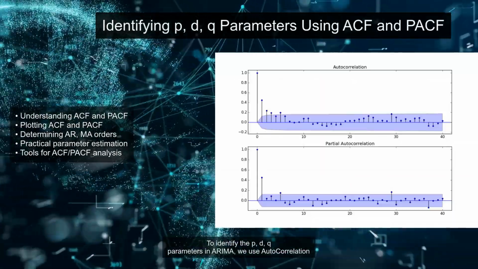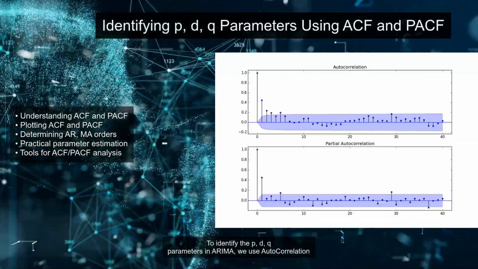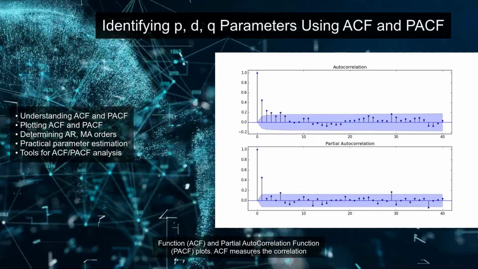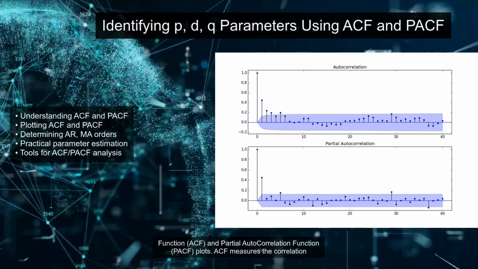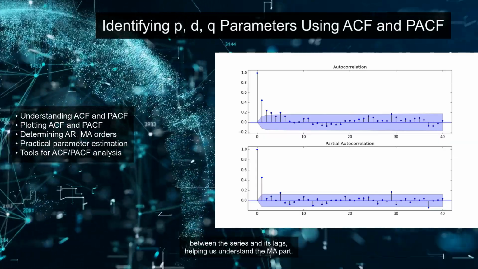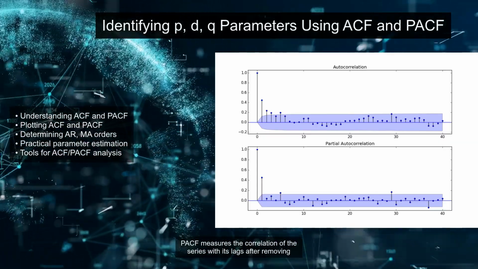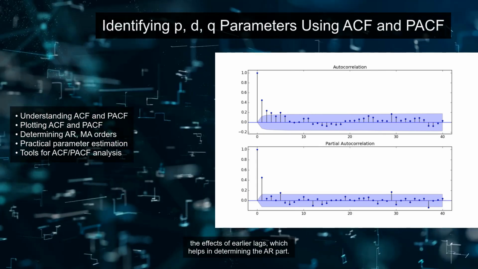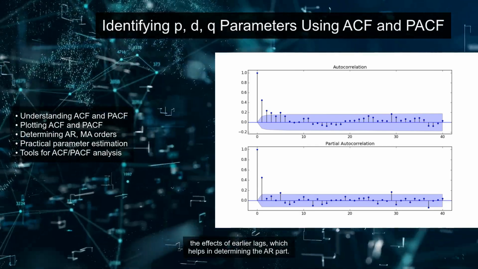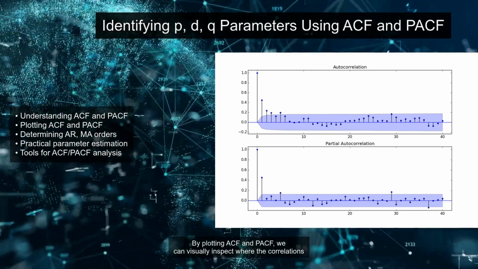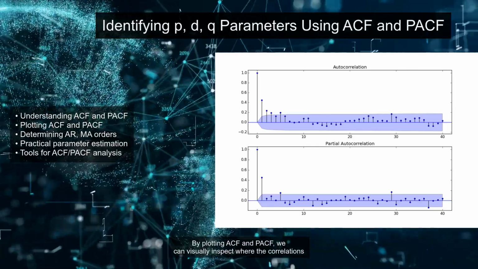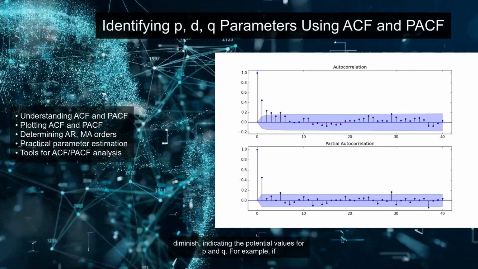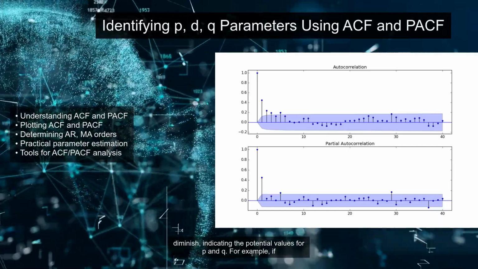To identify the p, d, q parameters in ARIMA, we use Autocorrelation Function, ACF, and Partial Autocorrelation Function, PACF, plots. ACF measures the correlation between the series and its lags, helping us understand the MA part. PACF measures the correlation of the series with its lags after removing the effects of earlier lags, which helps in determining the AR part. By plotting ACF and PACF, we can visually inspect where the correlations diminish, indicating the potential values for p and q.